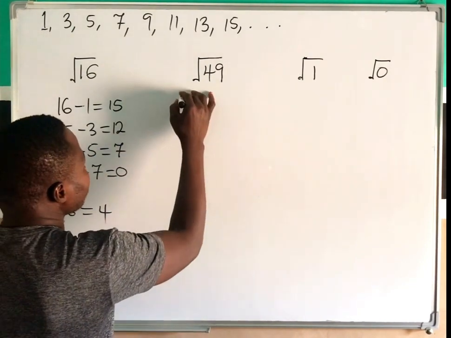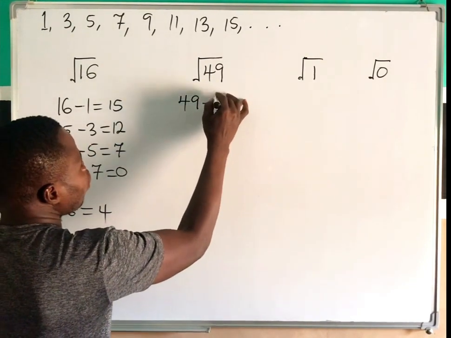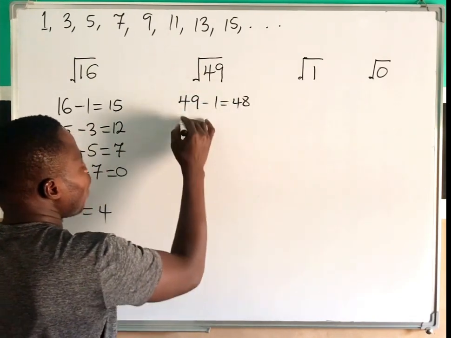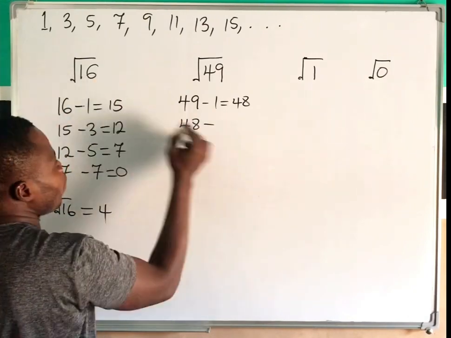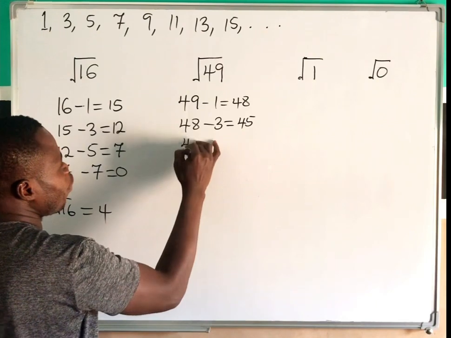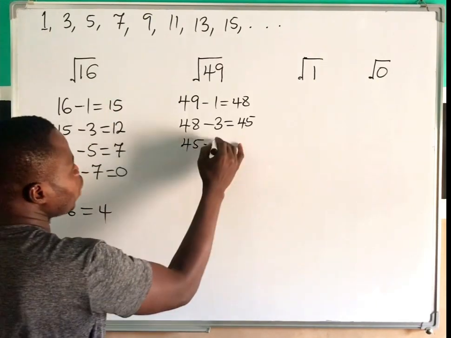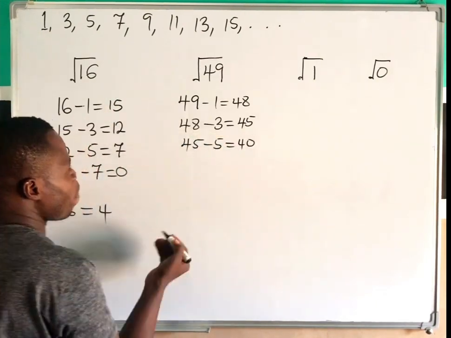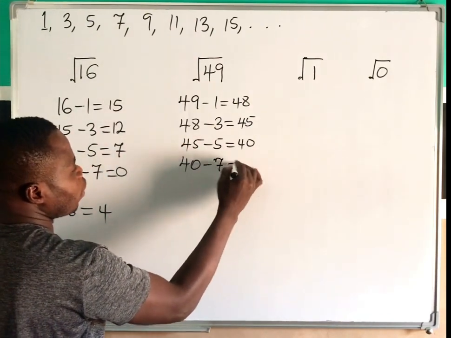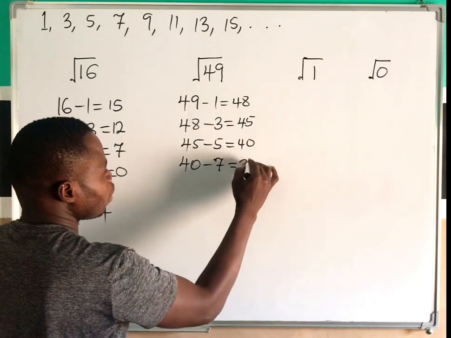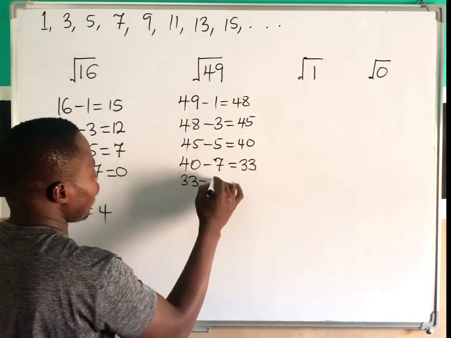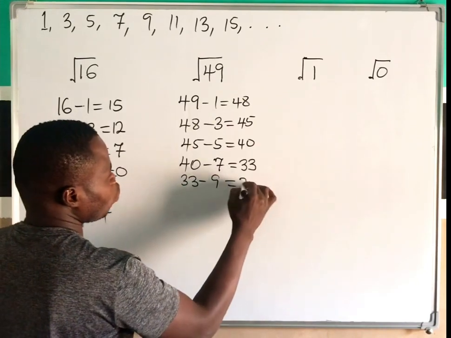I will just take my 49 and subtract the first odd number from it, which is 1. 49 minus 1 is 48. Then I will take 48 and subtract the next odd number, and that one is 3. 48 minus 3 is 45. Then I will take 45 and subtract the next odd number, which is 5. Then this will be 40. Then I will take 40 and subtract the next odd number, 7. And 40 minus 7 is 33. Then I will take 33 and subtract the next odd number, 9. And 33 minus 9 is 24.